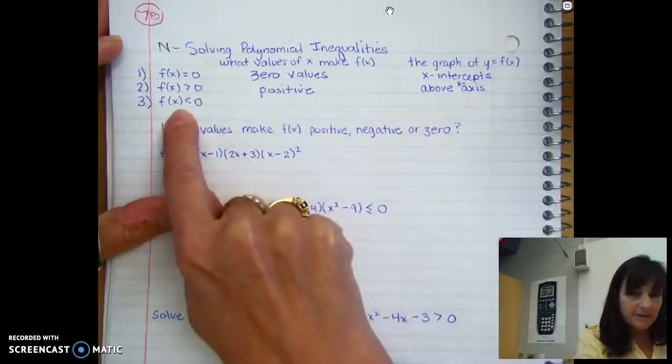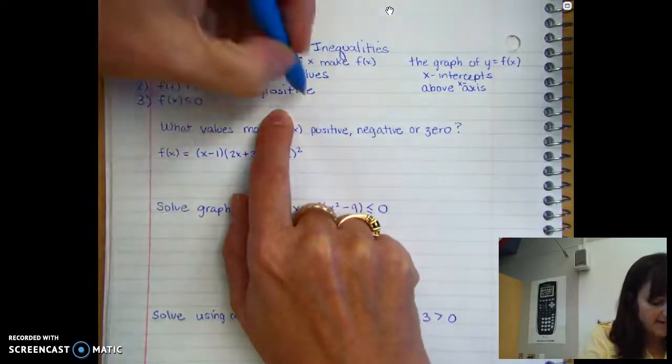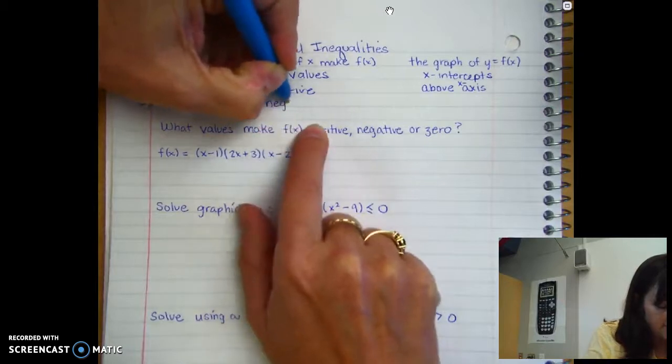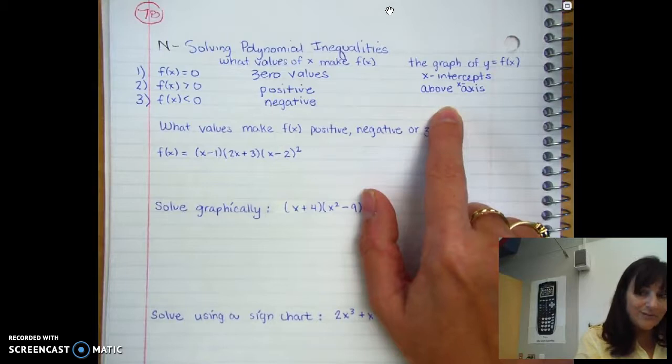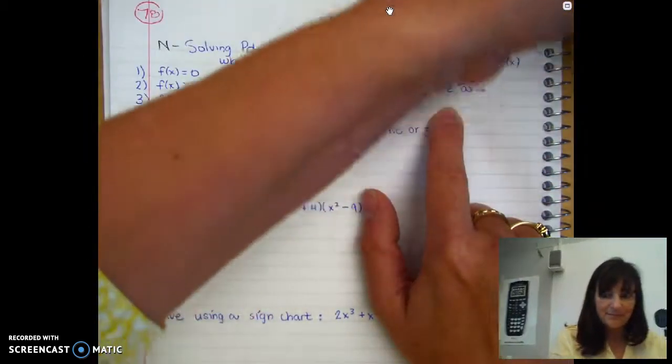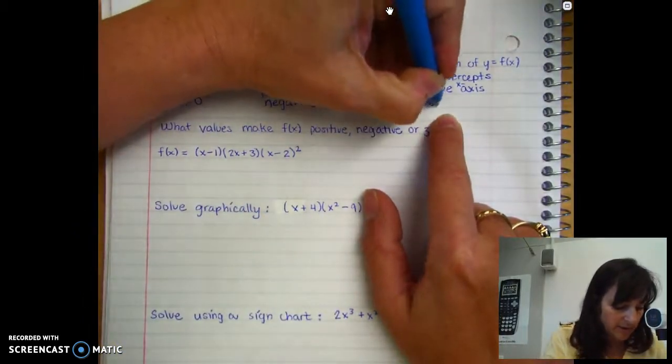If we want to solve the polynomial inequality f of x is less than 0, we're looking for the values that make it negative. And I bet you can guess, this would be when the graph of y equals f of x is below the x-axis. Okay, so we want to be below the x-axis.